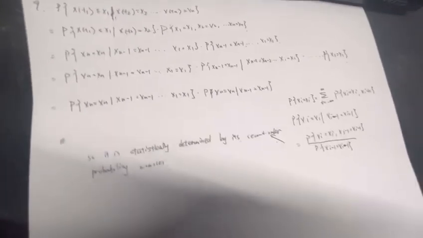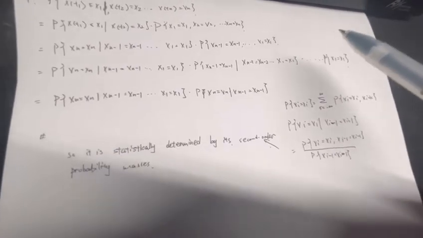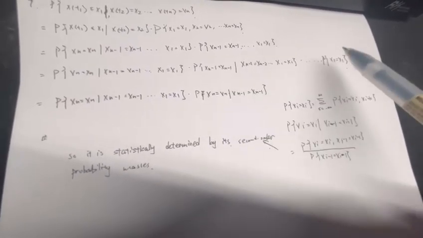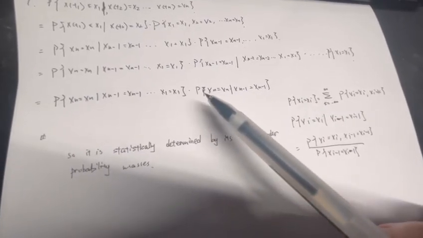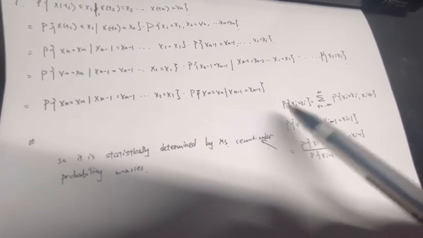And we can also transform this part into this part, the probability of Xn equals xn on the condition that Xn minus 1 equals xn minus 1.